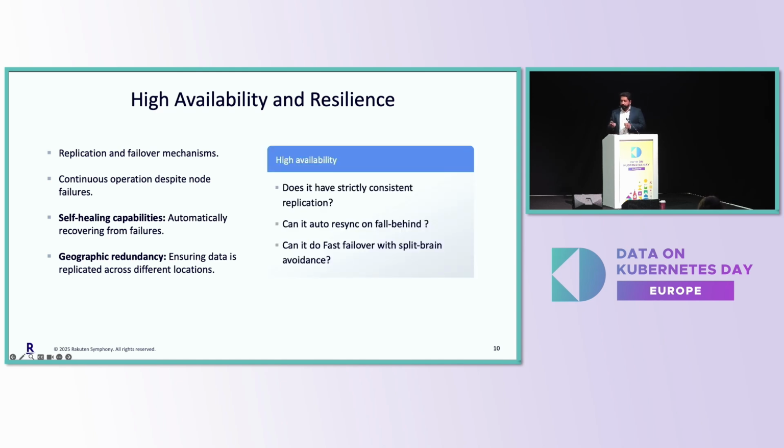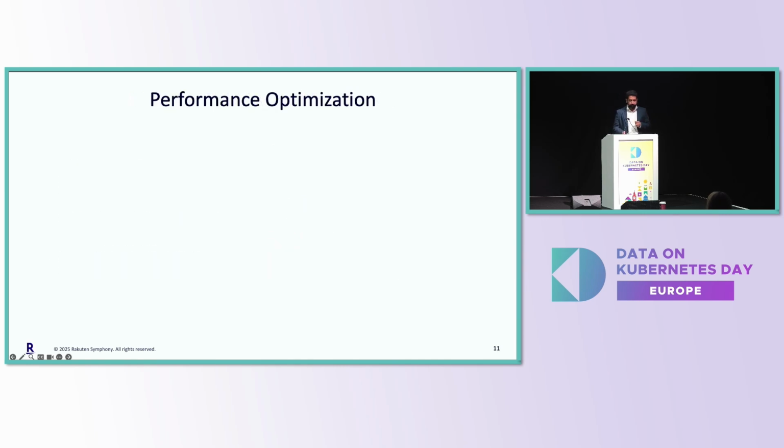And then, does it have strictly consistent replication, which is actually required if you are replicating the data, and can it resync if any replication is falling behind, and how does the fast failover happen if there is any problem?